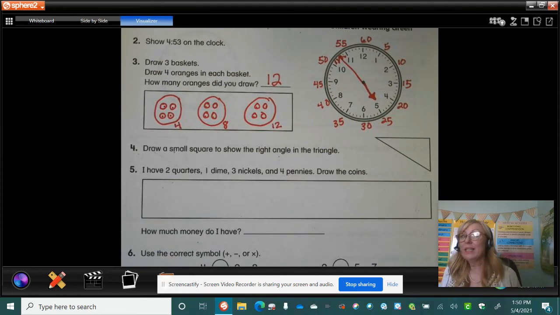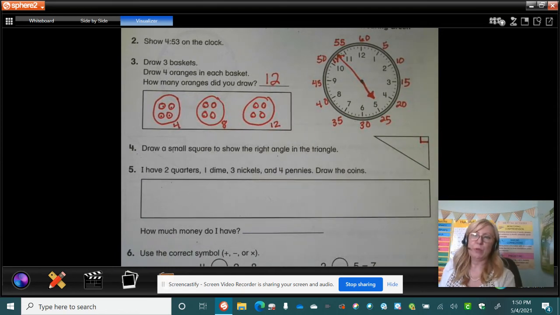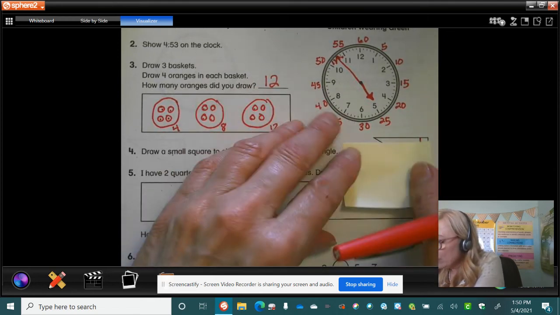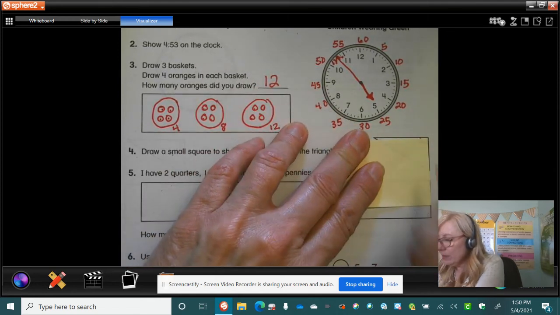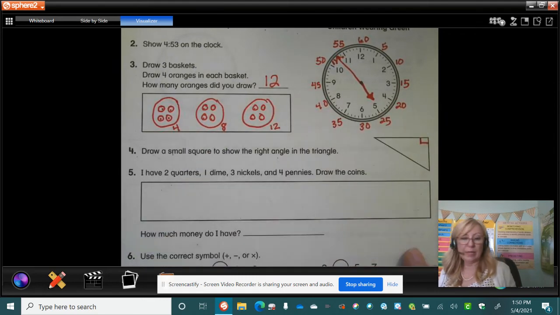Okay, let's see if you were right. Your right angle is going to be right here. That's where you would draw your square. I could fit the corner of a piece of paper right into that square. I'm going to show you right now. If I took a little sticky note and I put it right there, you can see it fits perfectly. It is a 90-degree angle.